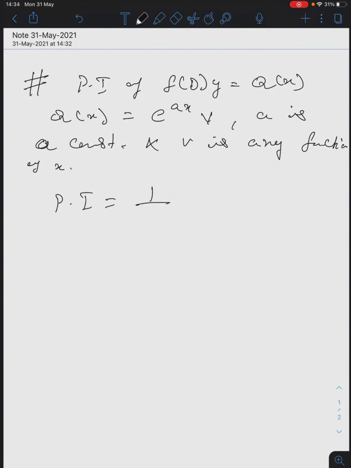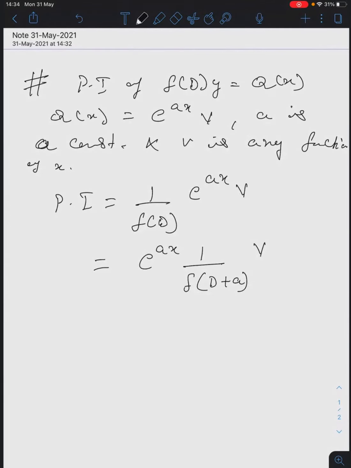The particular integral, as usual, is given by 1 by f of D on the function e to the power ax into v. Now because of this e to the power ax in multiplication, you will write e to the power ax to the left of the operator, and in the operator f of D, D is replaced with D plus a. So now e to the power ax stays as it is in the result, and you are operating 1 by f of D plus a on v.